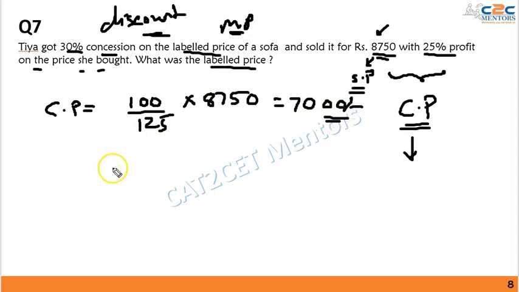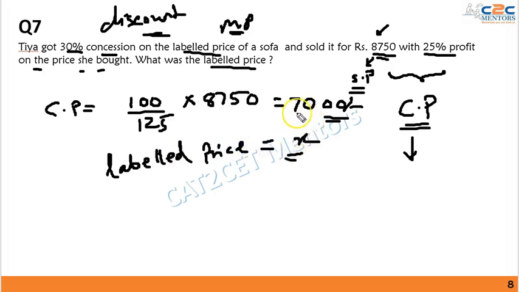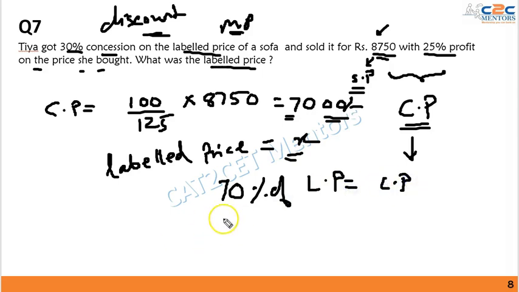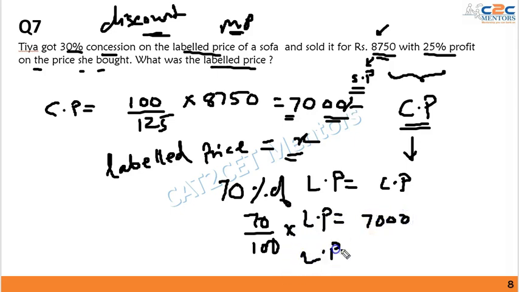Now I know that the discount is 30%. Concession was given. So let the labeled price be X. Now we know that the base that we have to take is the cost price. So I know that 70% of the labeled price is equal to my cost price. So substituting these things in the equation, I'm going to get 70 by 100 multiplied by labeled price is equal to 7000. So I'm left with the labeled price is equal to 10,000. I hope this is clear.